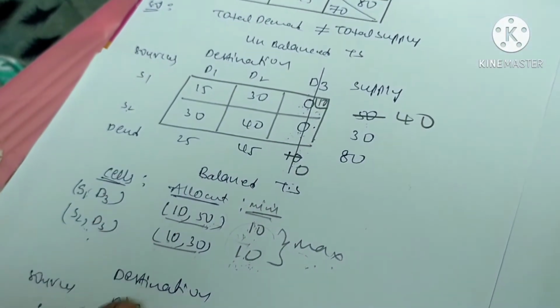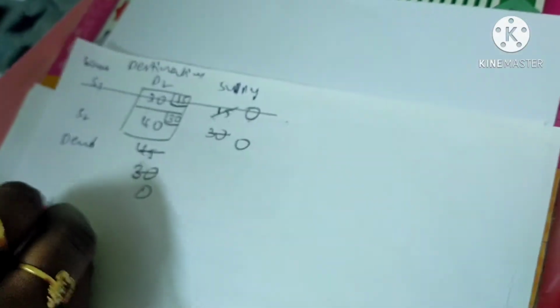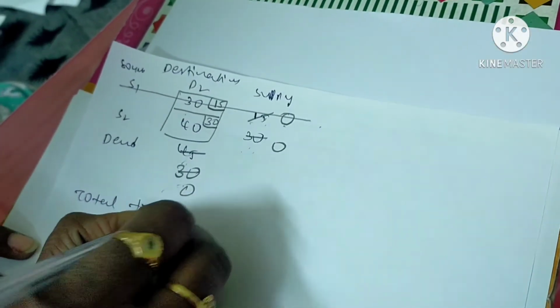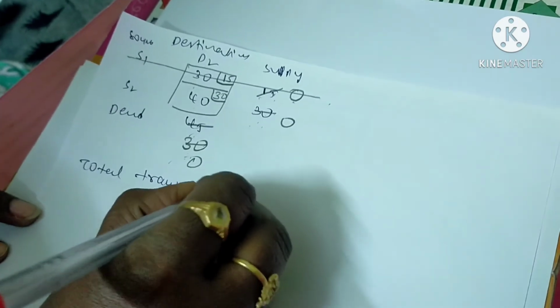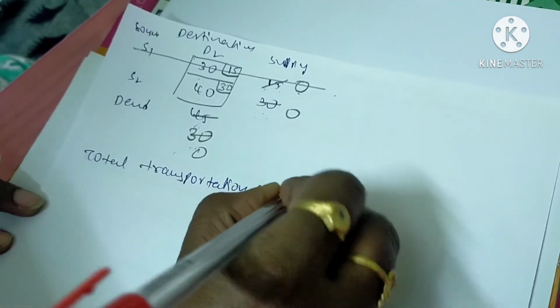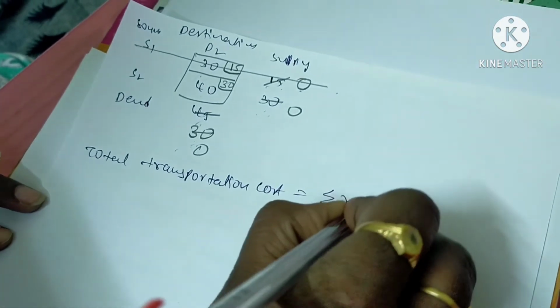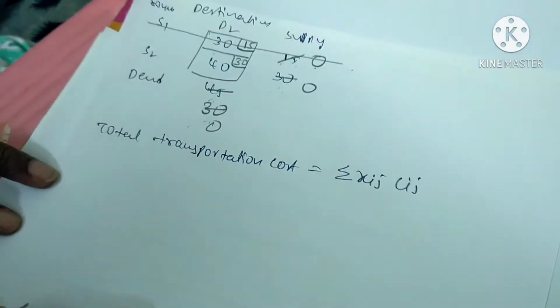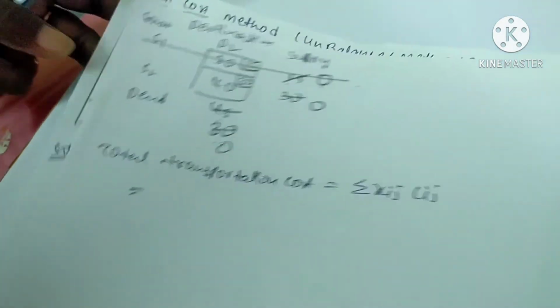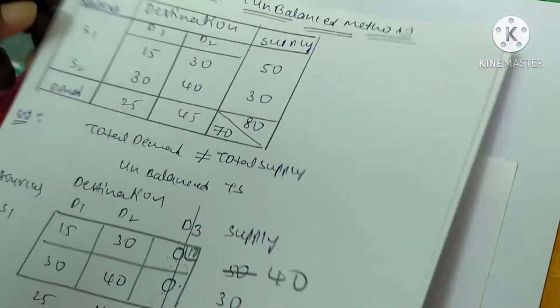After completing this, after finding the least cost method like this, last you have to find out the total transportation cost. Total transportation cost. What is the formula? Summation Xij and Cij. Okay, means from the allocation cells only you have to take.